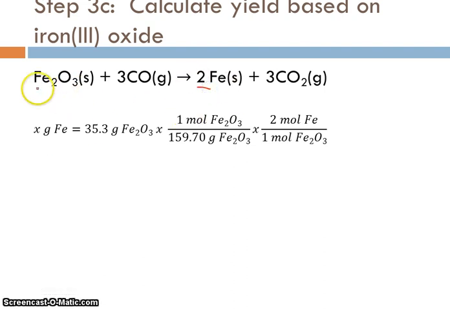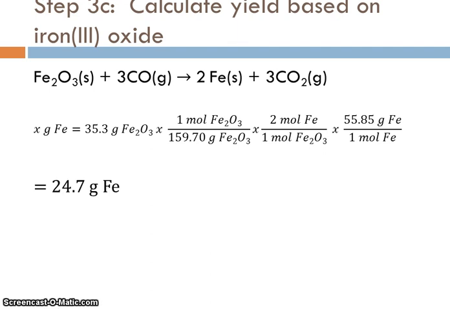And since I've got 2 moles of iron for every 1 mole of Fe2O3, I just set up my mole ratio accordingly. And then I need to multiply again by the molar mass of iron, which is 55.85 grams. So I've got my factor label all set up. All my units cancel out appropriately. And I'm going to get a value for the mass of iron that this would give me, which is 24.7 grams of iron. Great. So now I've done the hard work. You've done the heavy lifting at this point.